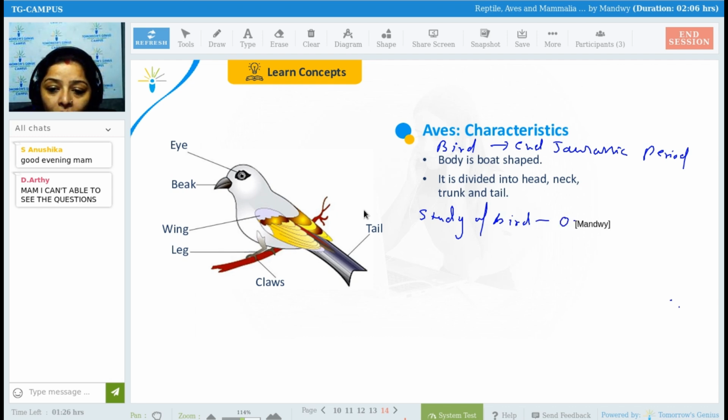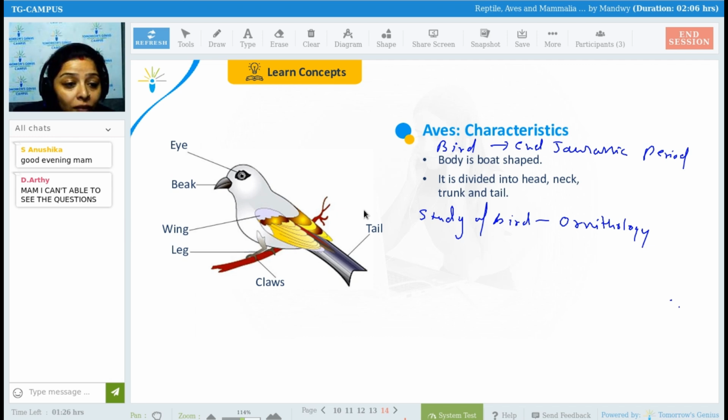The study of birds is called ornithology. Remember ornithophilia, pollination through birds, Aarti and Anushika. So the study of birds is called ornithology. Okay.